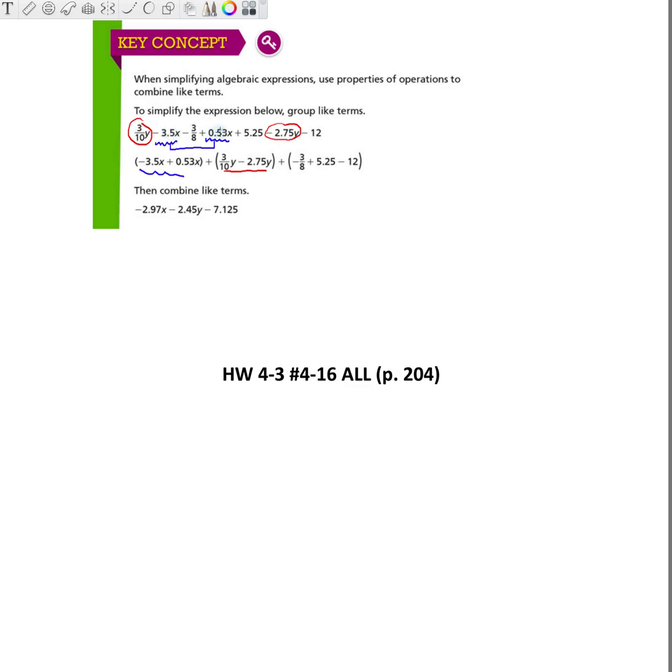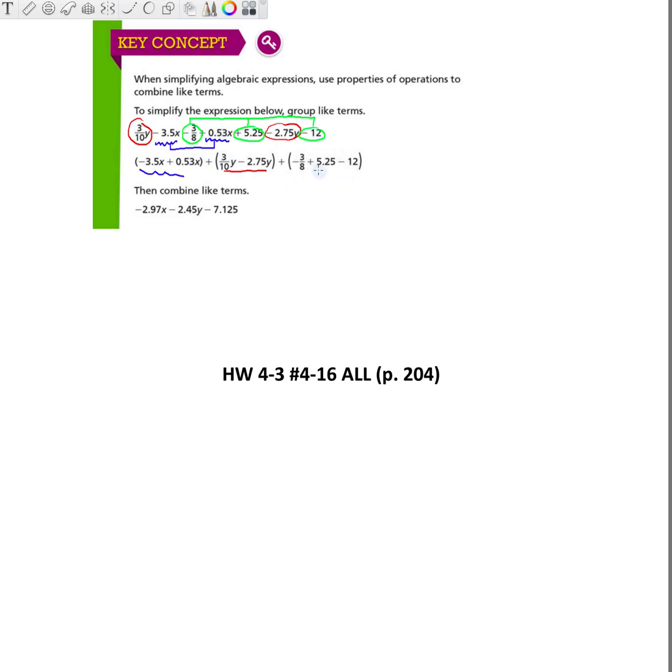Negative 3.5 plus 0.53. And then the other terms we have here, we have a minus 3/8. Then we have a plus 5.25. That's another constant. Those could be combined. But then we also have a minus 12. So all three of these constants can be combined together. But again, I really don't think you should have to rewrite everything here. Just know I can combine all the constants together. So if you show me with these little brackets which ones you're combining, I'm okay with that. I do not need to see this rewriting. Just know that we could do that.